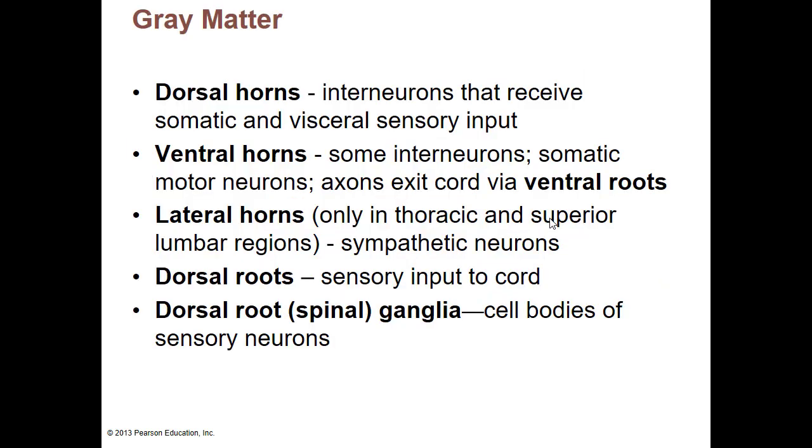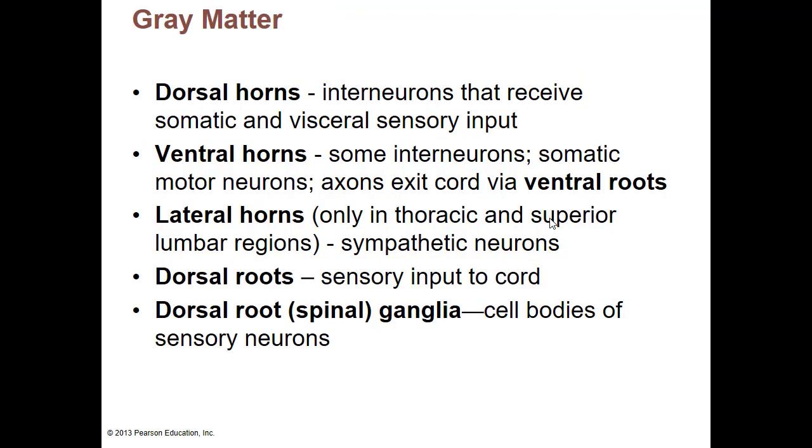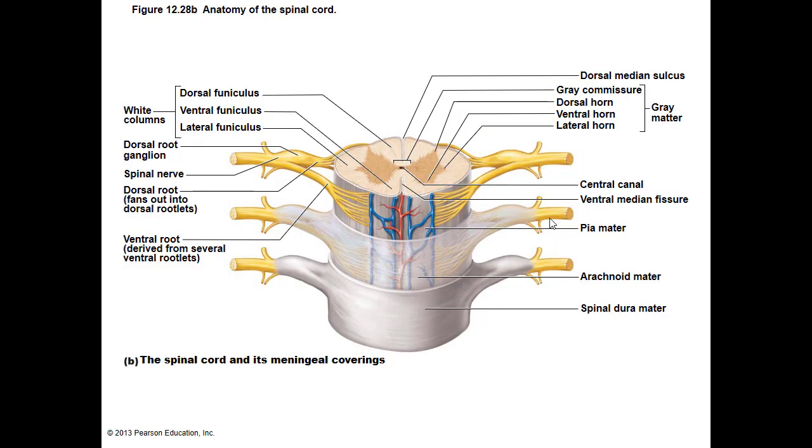Now, the gray matter part, although it looks tan, and in lab we're going to label these parts on the spinal cord. You have a dorsal horn and a ventral horn, and some parts of your spinal cord you have a lateral horn. Now, the horns kind of just mean the spikes. There's a bottom spike and a top spike and a side spike. Those are the horns. And you've got one on each side.